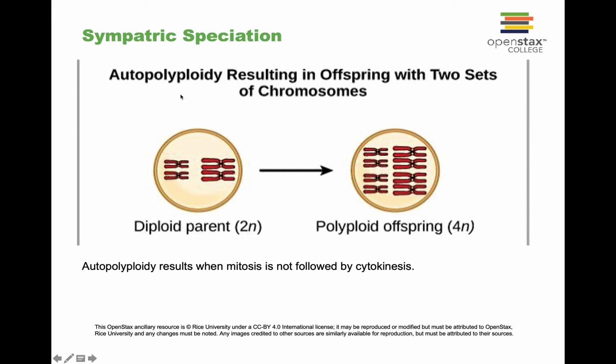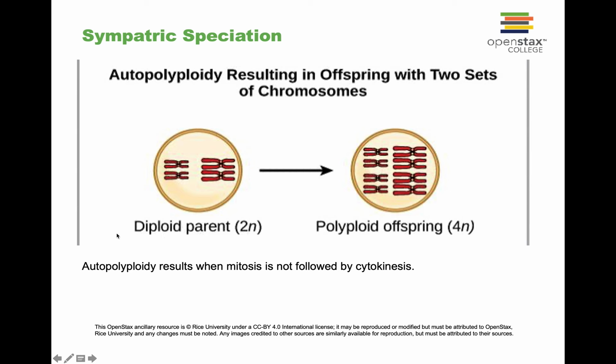One mechanism is autopolyploidy, meaning that an organism just automatically increases the sets of chromosomes that it has. And this actually happens in plants quite a lot. So autopolyploidy results from when mitosis is not followed by cytokinesis. So the organism doubles its genetic material, but then you keep the chromosomes together.